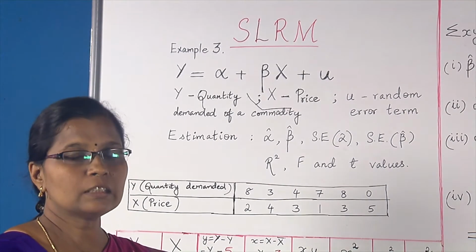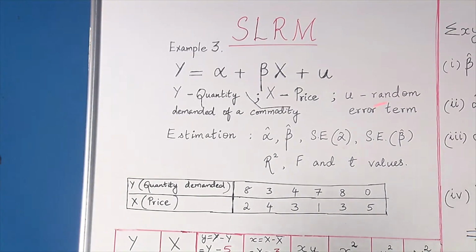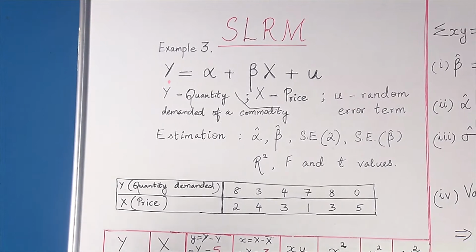In this session, we will discuss the estimation of a simple linear demand model. Demand function is the relationship between quantity demanded and price of that commodity. The data in the given example contains the demand schedule of a commodity. Using these details, let us estimate the demand function. Let us now consider an example of a demand function and try to estimate it.